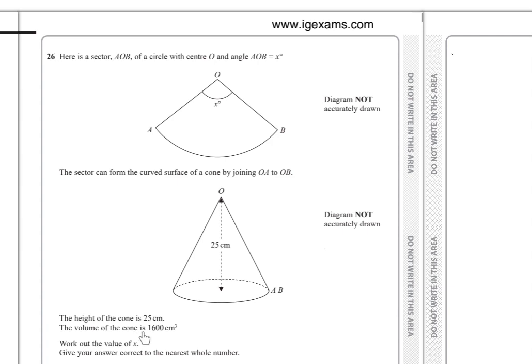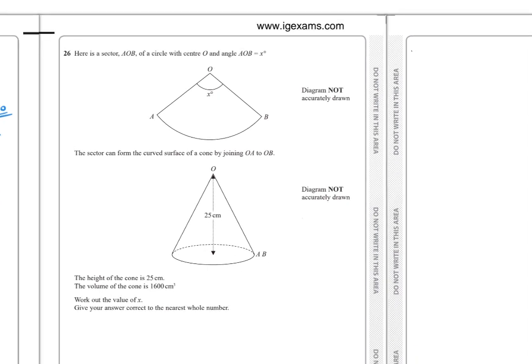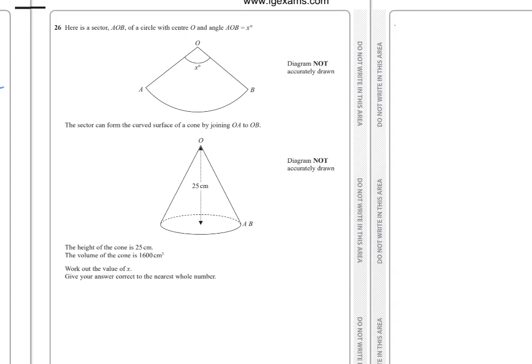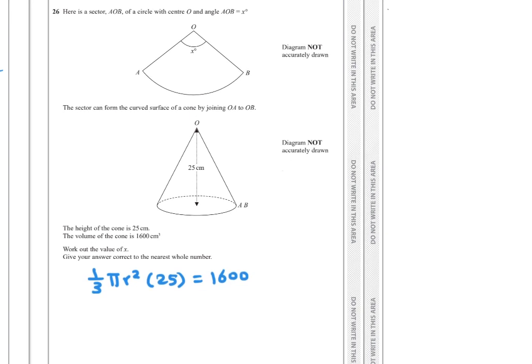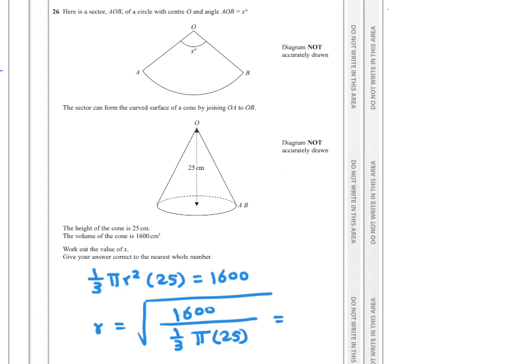Now we have the volume, 1,600. Volume of the cone is 1 over 3 pi r squared times height. So 1 over 3 pi r squared times the height, which is 25. It's given to you as 1600. Now we can find the radius. So the radius equals the square root of 1600 divided by 1/3 pi times 25, which equals 7.82 to 3 significant figures.